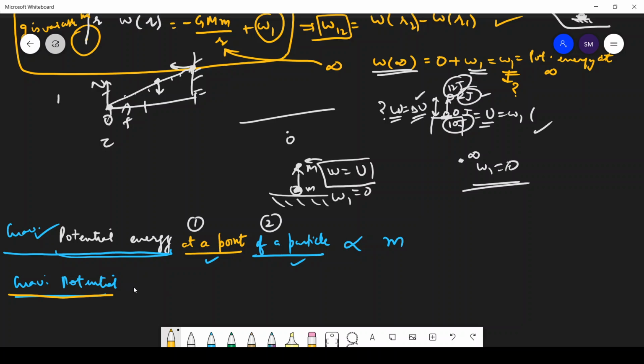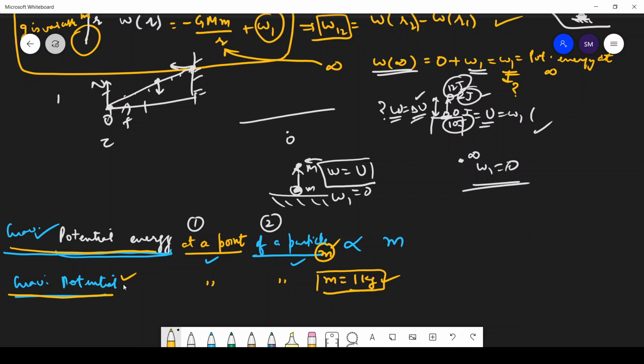So the gravitational potential is also due to the gravitational force of the Earth, and it is defined as the potential energy of a unit mass at that point. So what is gravitational potential? The gravitational potential energy was at a point of a particle whose mass was m. But gravitational potential is at a point of a particle whose mass is equal to 1 kg. That's the difference. I call it gravitational potential when the mass is equal to 1 unit, 1 kg in SI units, at that point. If the particle at that point possesses a mass of 1 kilogram, then I will say this is the gravitational potential at that point.